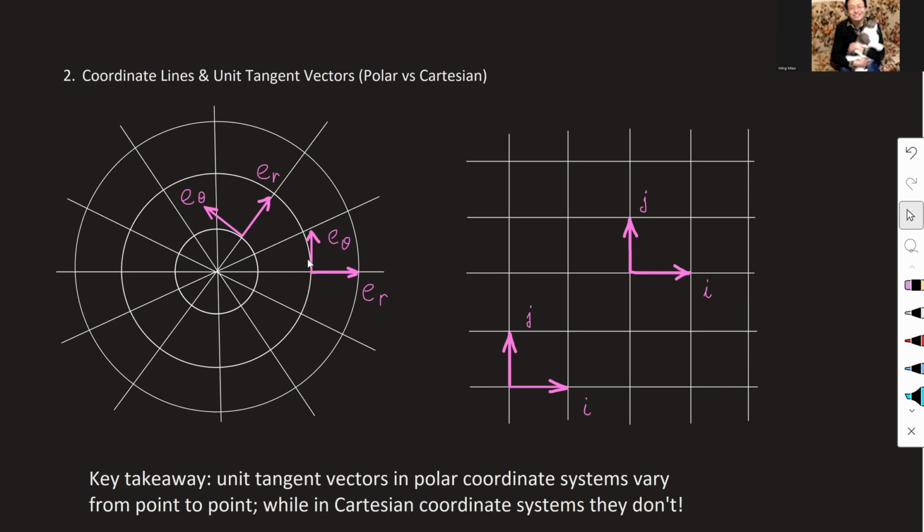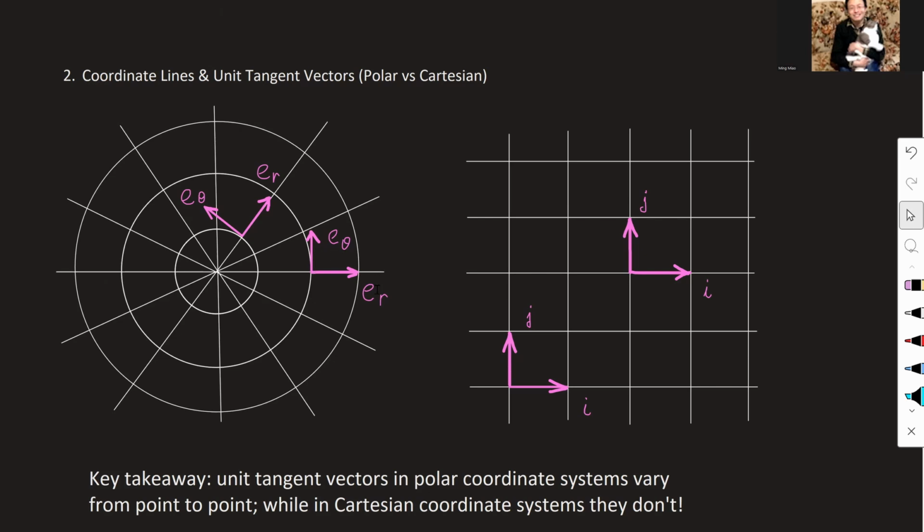For example, for this point right here, this particular circle is one coordinate line, and the horizontal line is another coordinate line. Then we're just going to draw unit vectors tangent to those lines. The unit tangent vectors also point towards directions in which one of the coordinates is increasing. For example, e_r points towards the direction that r is increasing. So e_r points outward. And e_theta points towards the direction where theta is increasing, because theta increases in the counterclockwise direction, and that gives us the direction of e_theta.